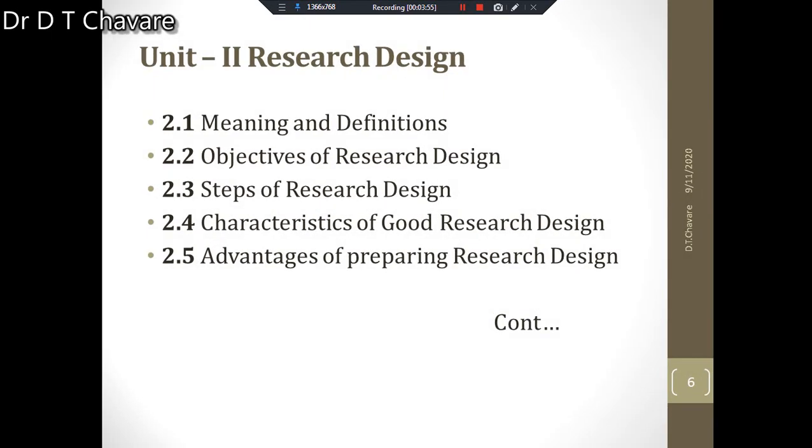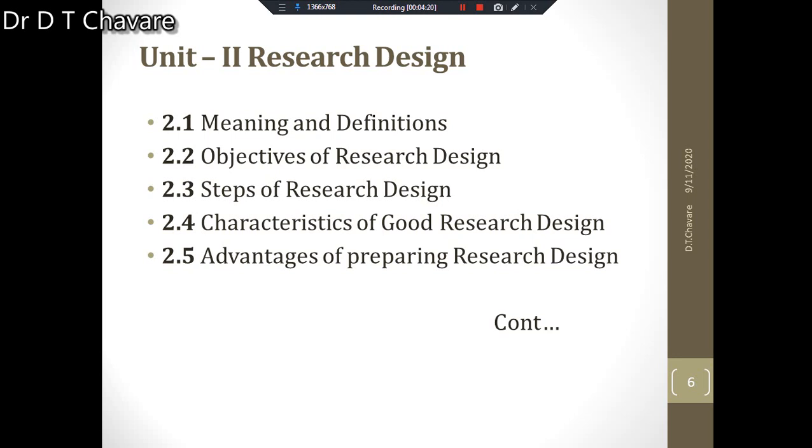Then unit number 2, we have to study, that is research design. A very important unit. In this unit also you have to study meaning and definitions of research design. It means what is the exact meaning of research design, what are the different definitions given about the research design. It means meanings and definitions you have to study here.